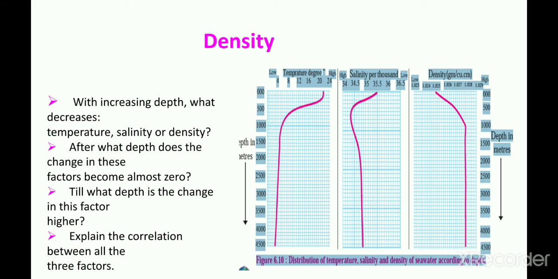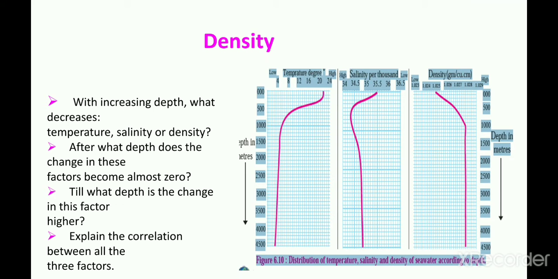The first question: with increasing depth, what decreases, temperature, salinity or density? If you observe the graph, you will see that with increasing depth, the temperature and salinity decrease but density increases. The second question: after what depth does the change in these three factors become almost zero? If you observe these three lines, you will see that after 2000-meter depth from the sea level, the difference in temperature, salinity and density becomes almost zero.